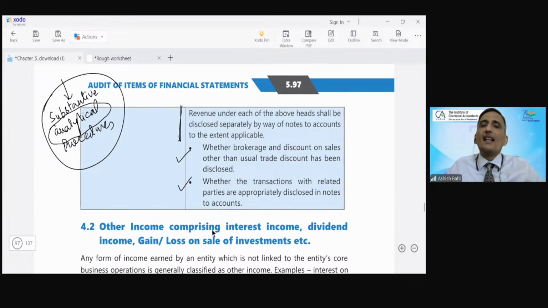Say there is a company XYZ, a private limited. It is engaged in manufacturing of fabric. So obviously, sale from the manufacturing of fabric would be shown under the head revenue from operations. Now, what would fall under the head other income?